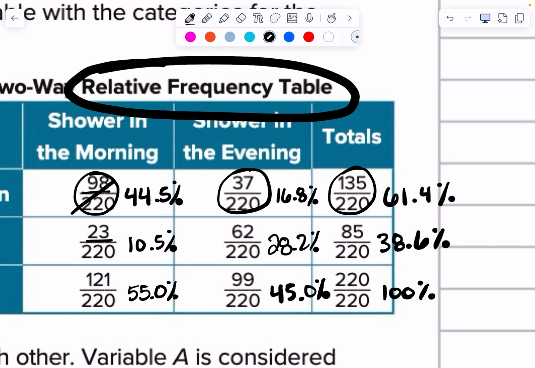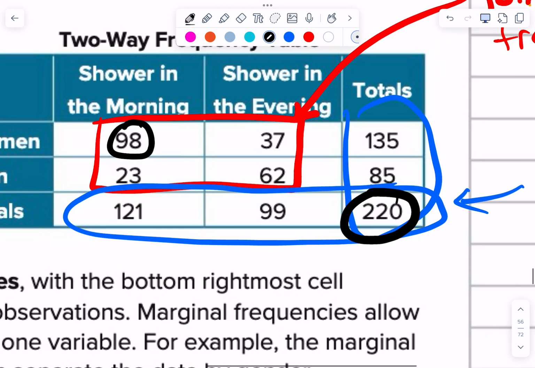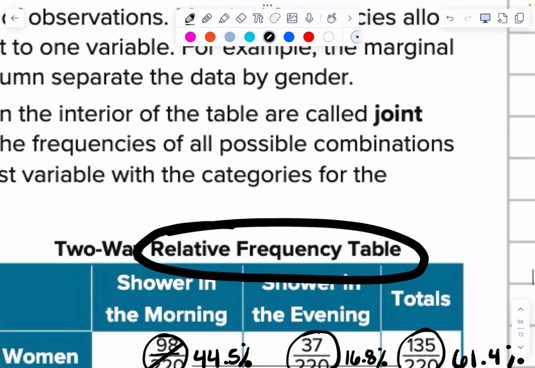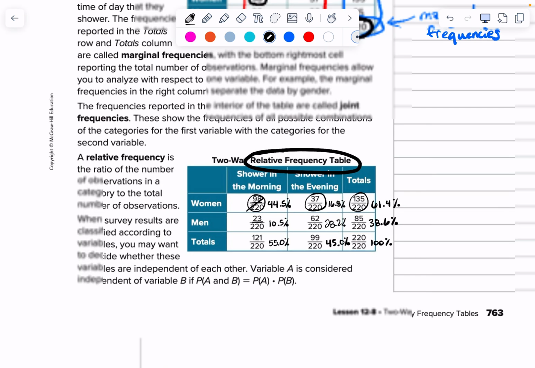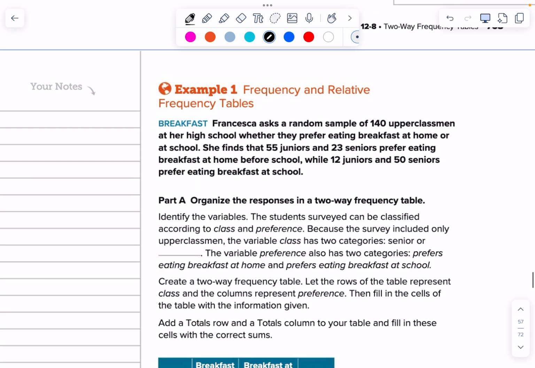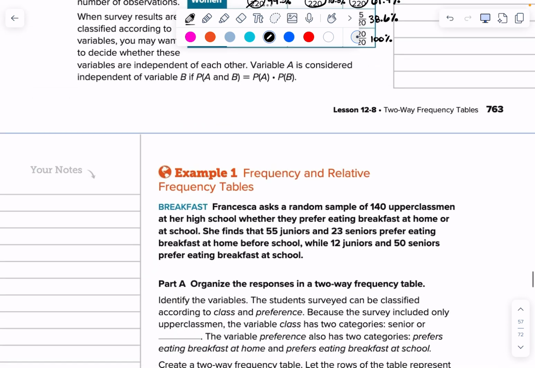Okay, moving on. Got it? Percentages, relative. So we go from just the numbers to now putting them as percentages. You will have to make tables. Yes. Correct.